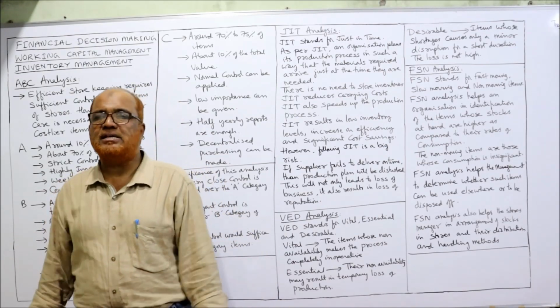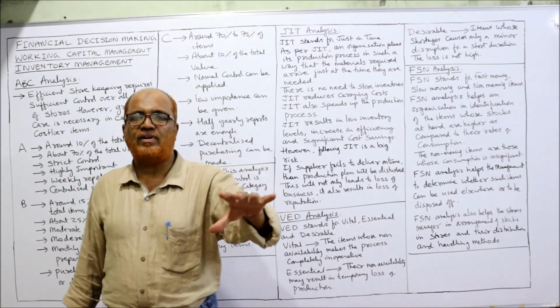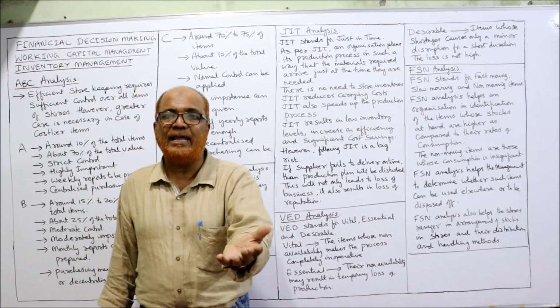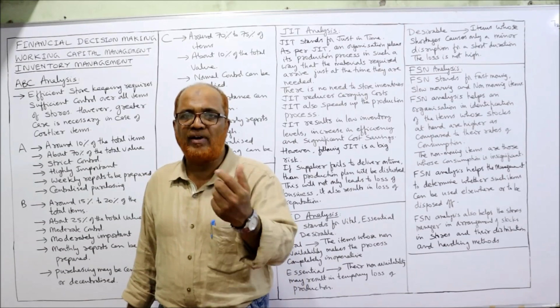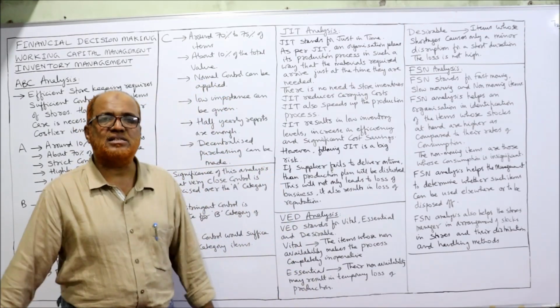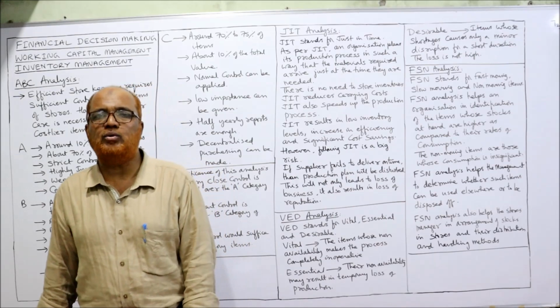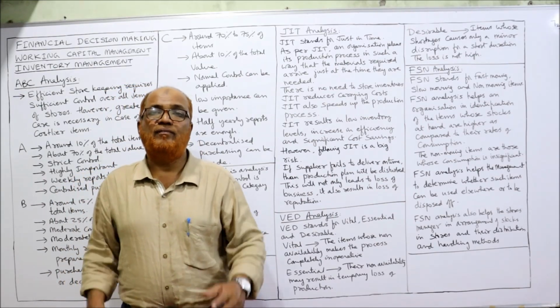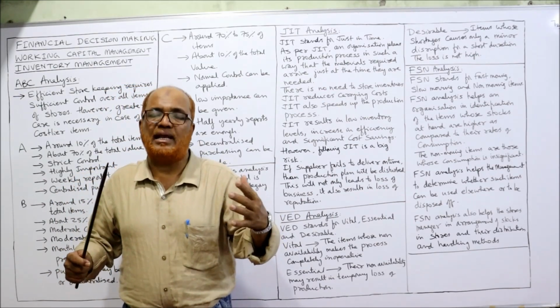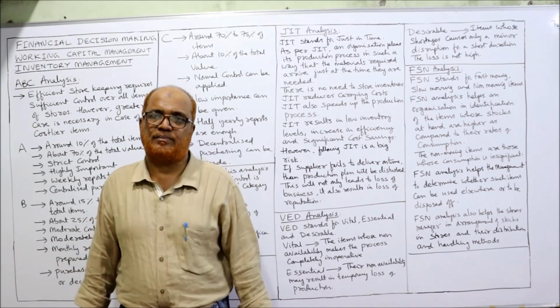So what I want to say is, ABC analysis classifies the inventory according to its value, whereas VED classifies the inventory according to importance: which is more important, which is less important, which is least important.